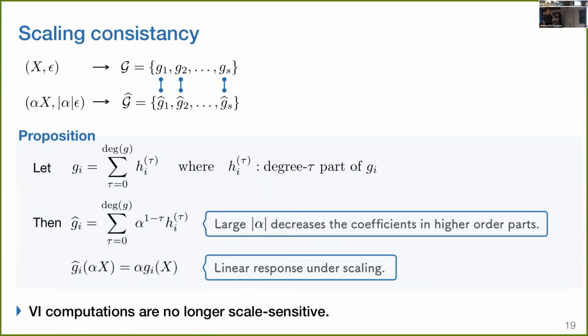And you can also prove that if you use coefficient normalization, then you cannot achieve that. If alpha is greater than or smaller than a certain value, we can prove that G and G hat do not have the same number of generators. But this is weird because the scaling does not change any fundamental structure of the samples. So scaling consistency is achieved only by gradient normalization so far, and not achieved by coefficient normalization.